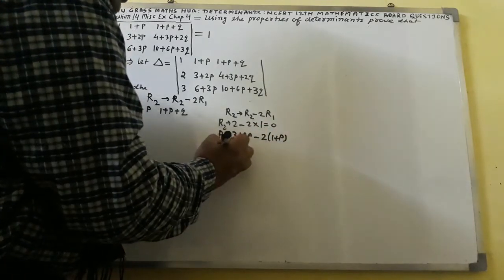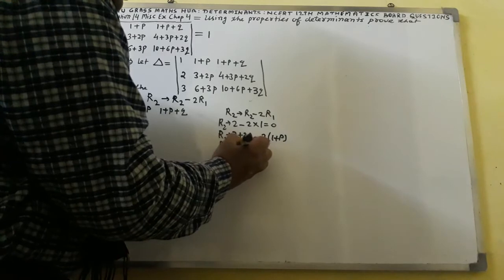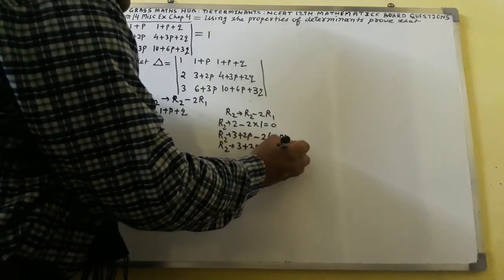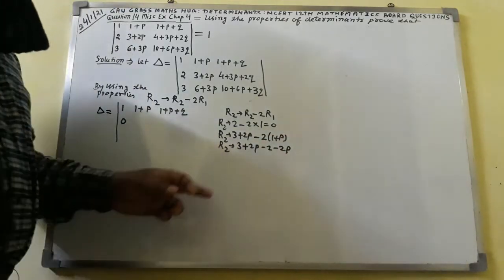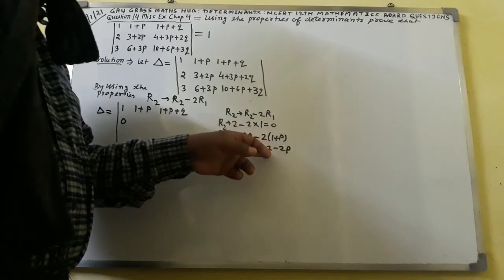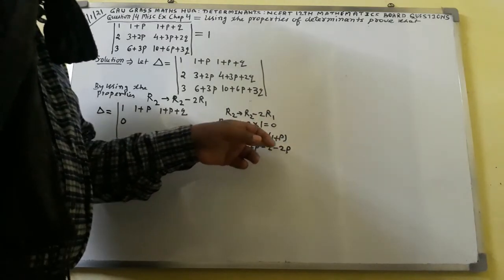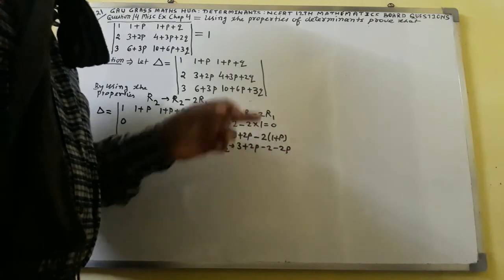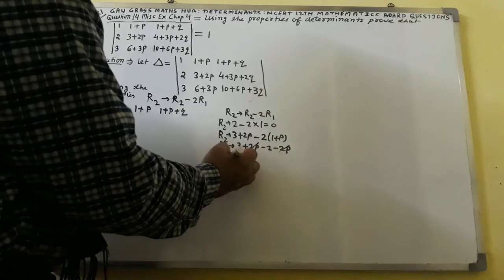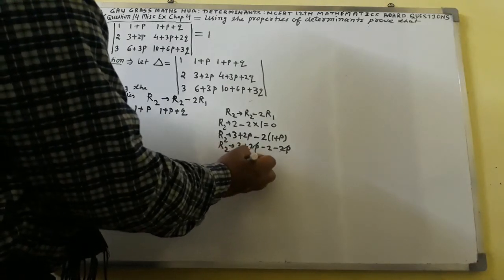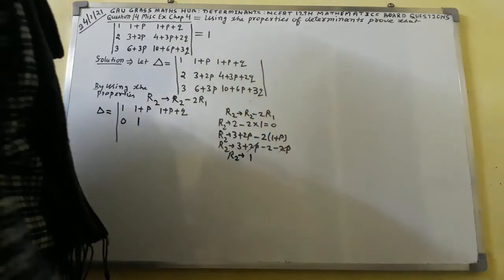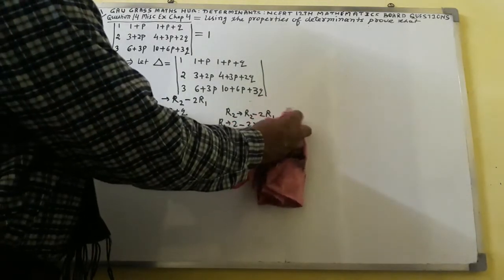So it comes out to be 3 plus 2p minus 2 minus 2p. Bracket will be broken. 2 times 1 comes out to be 2, and minus will multiply, so I will get minus 2p. The 2p terms will cancel out. 3 minus 2 comes out to be 1. So here you will get 1.